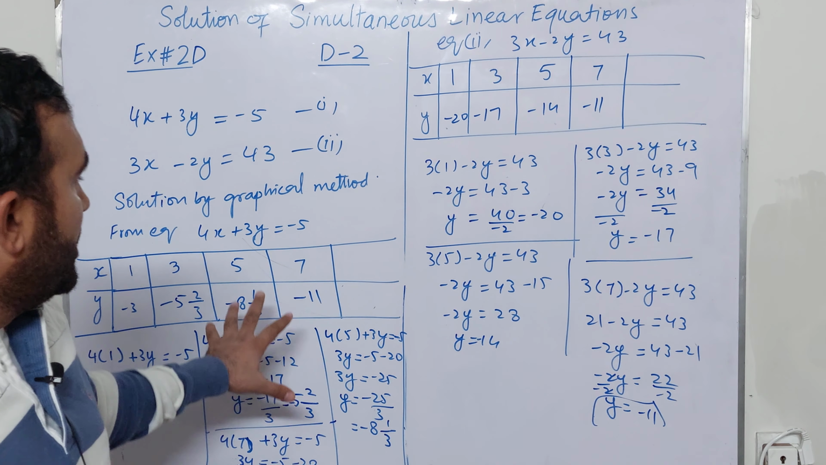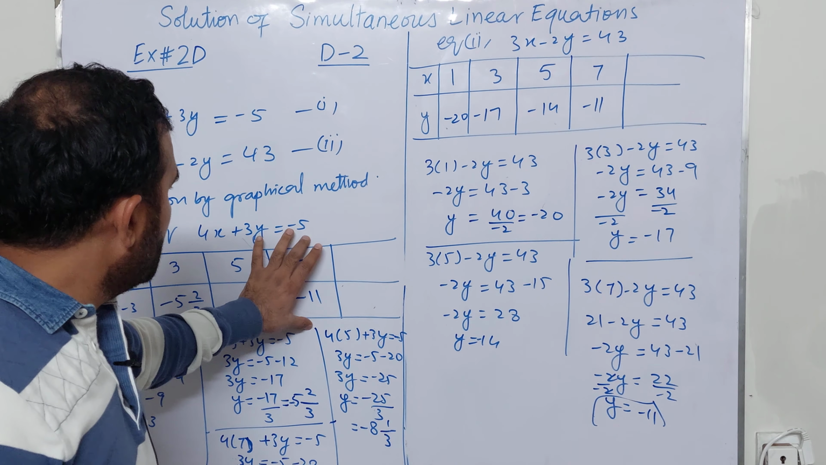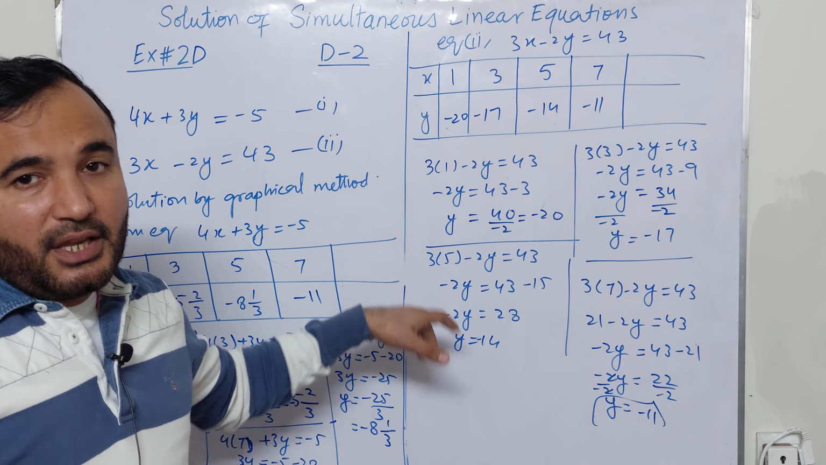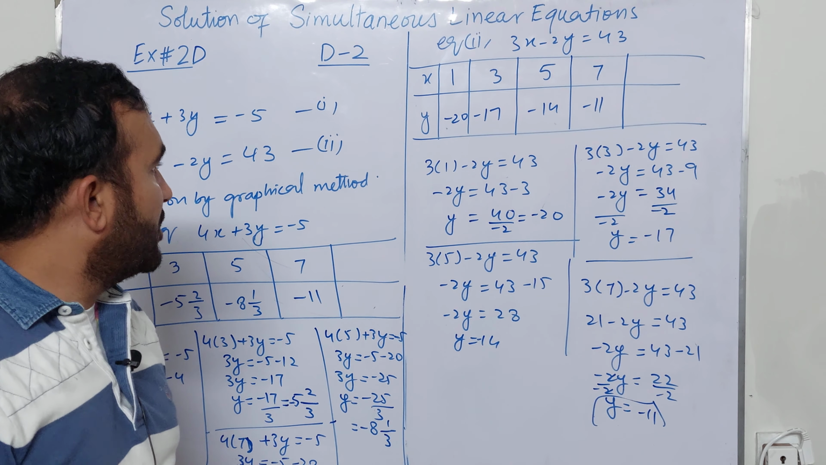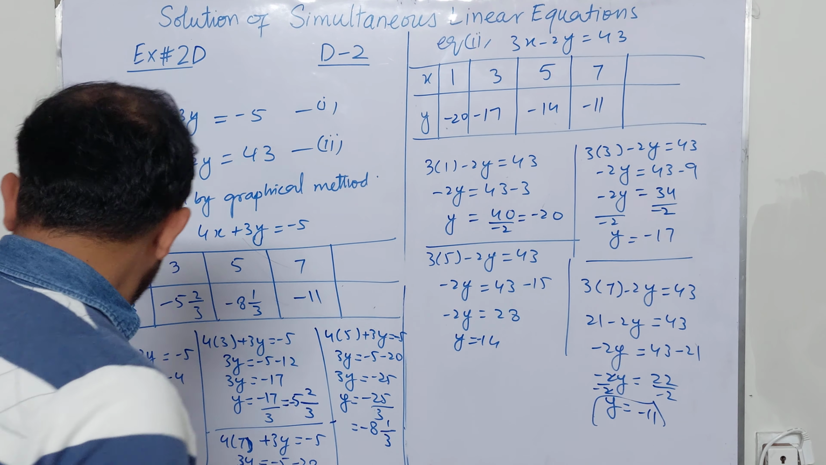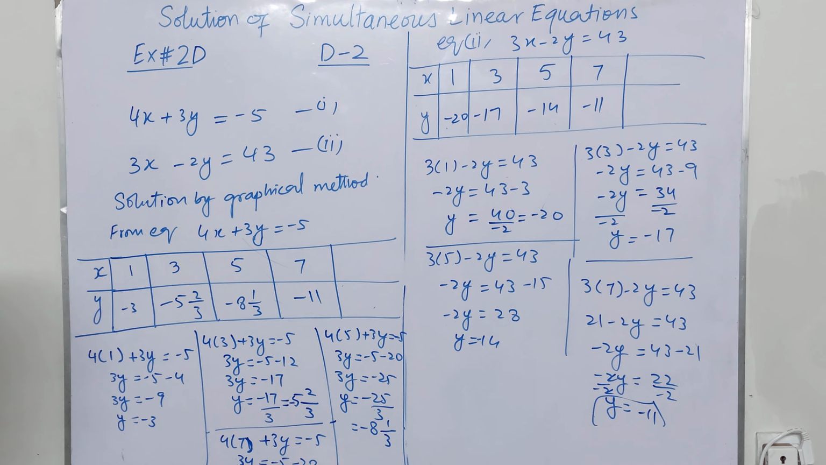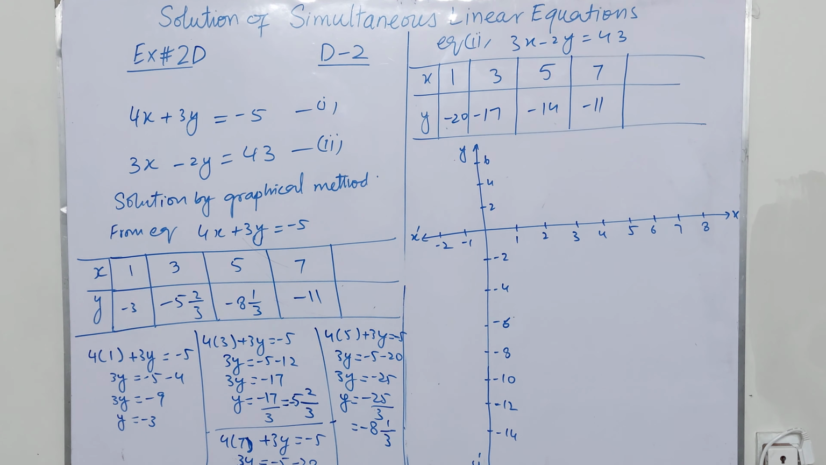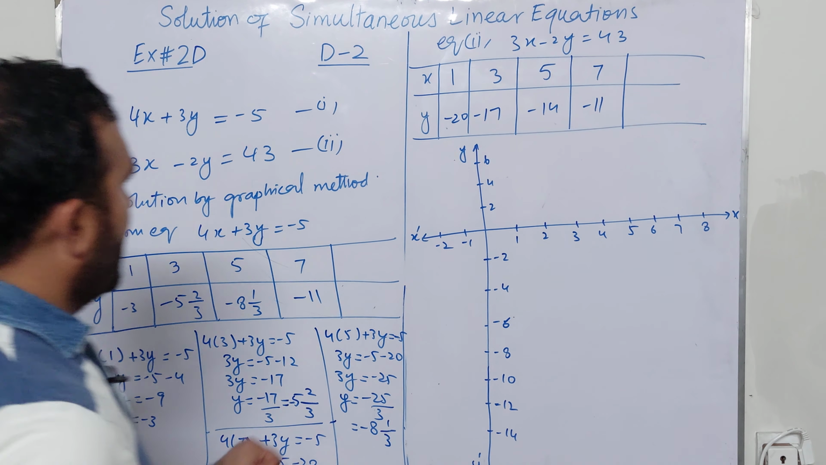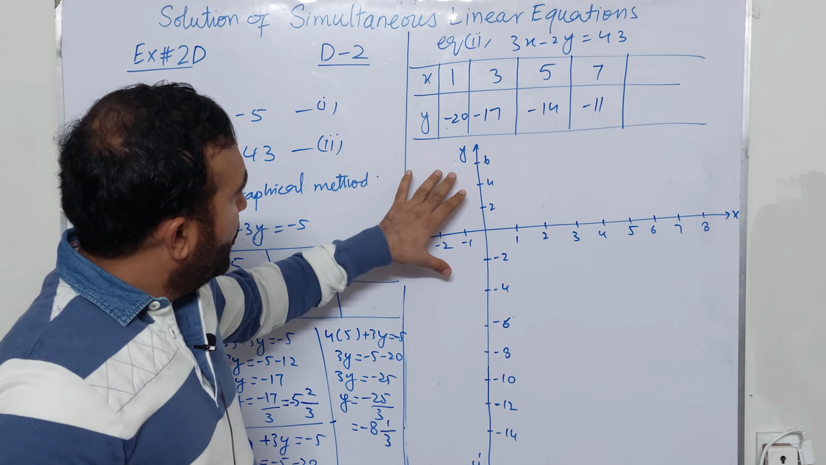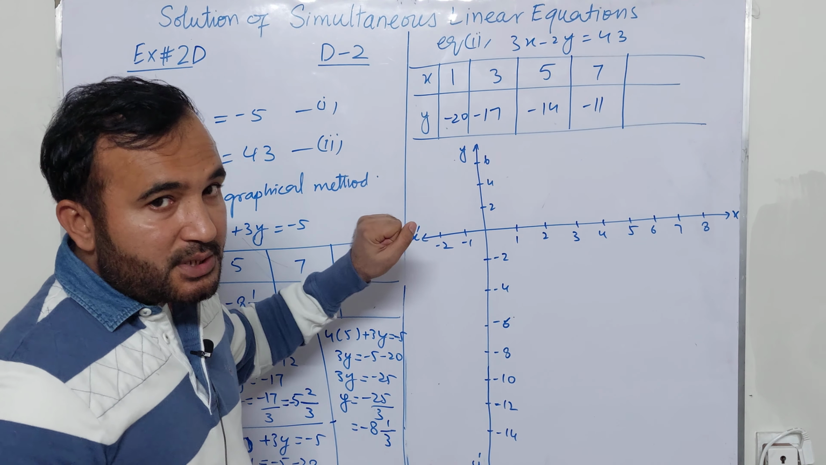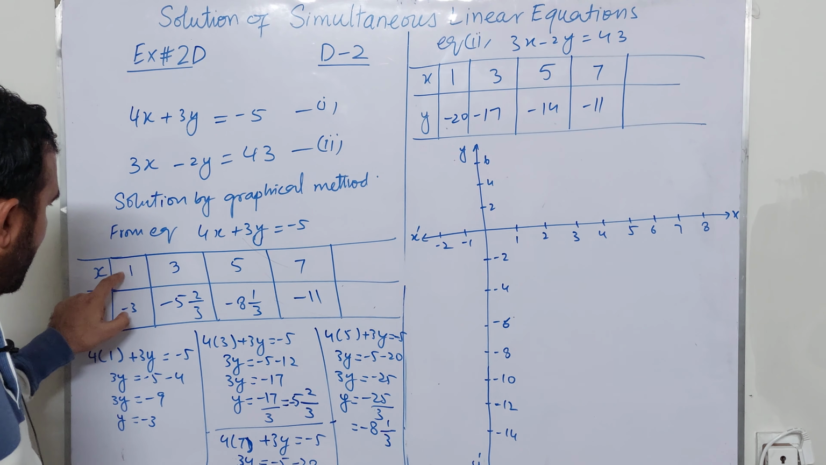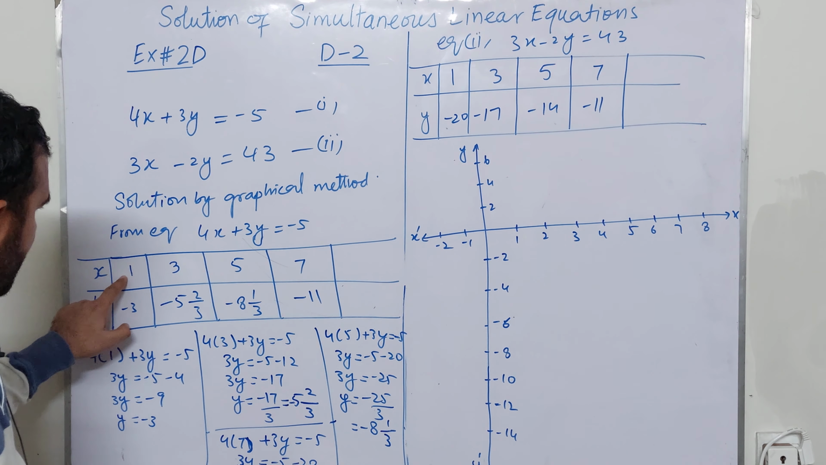Okay, so we made two tables of both the equations, right? So using this table, we can draw the graph of both the equations. Now we can draw the graph of both the equations, right? So this table will give us a straight line.